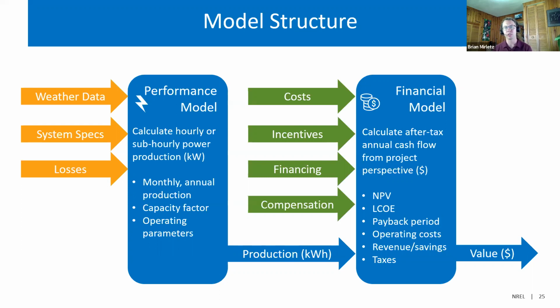Then SAM also uses those production numbers in a financial model. So that includes things like costs, incentives, financing, and compensation, and calculates outputs like net present value, levelized cost of energy, payback period, operating costs, etc. And it's worth noting that some of the ATB's cost data ends up as the SAM defaults.